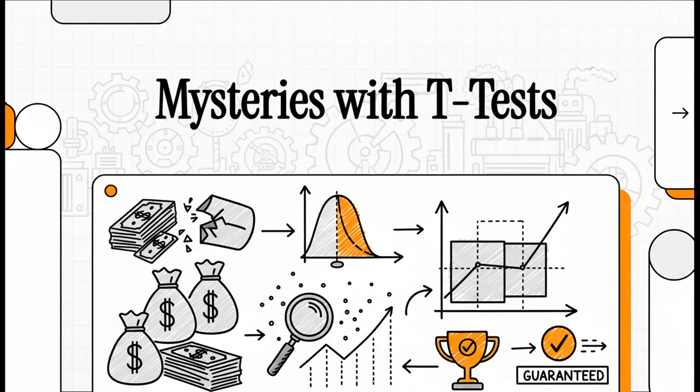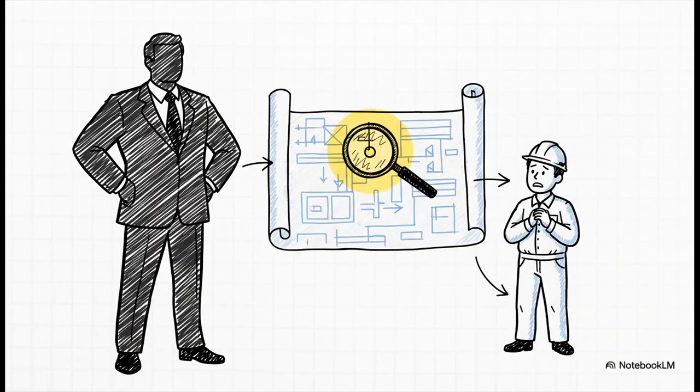Let's get into it. Okay, so imagine this. Your biggest client, the one you absolutely cannot afford to lose, comes to you with a brand new order. It is a huge one, but there's a catch. Their specs are incredibly precise. So the big question is, can your process actually deliver what they need?